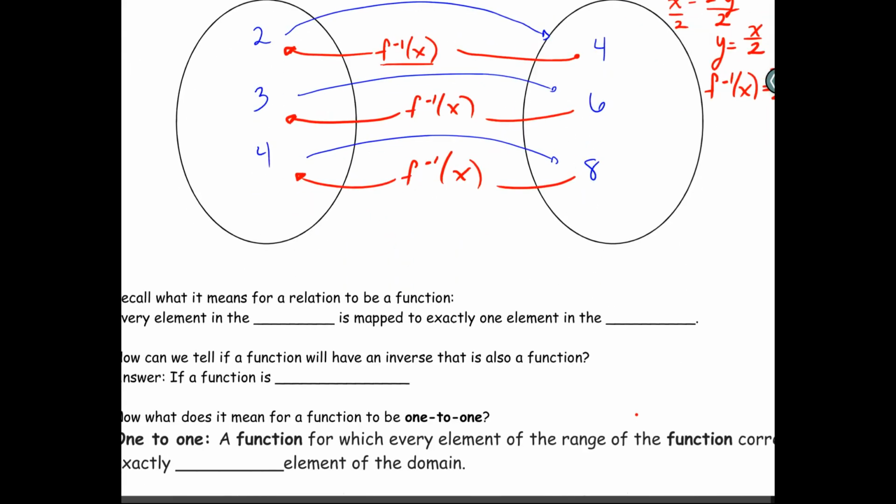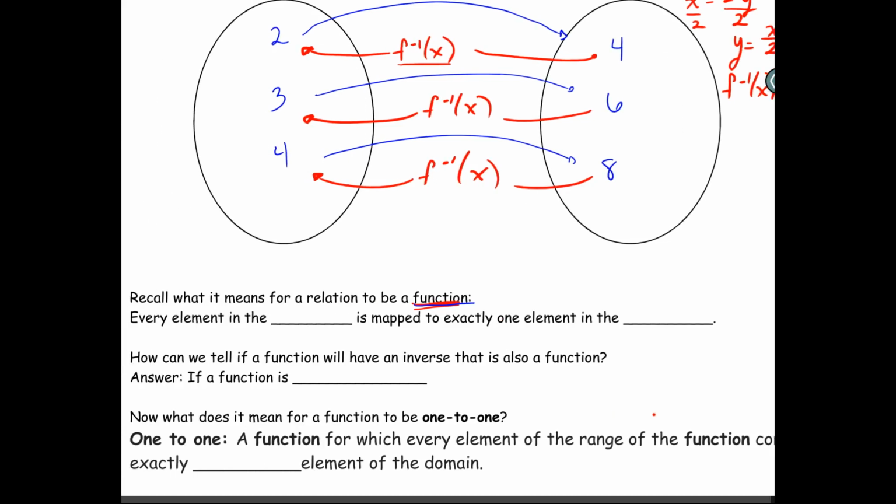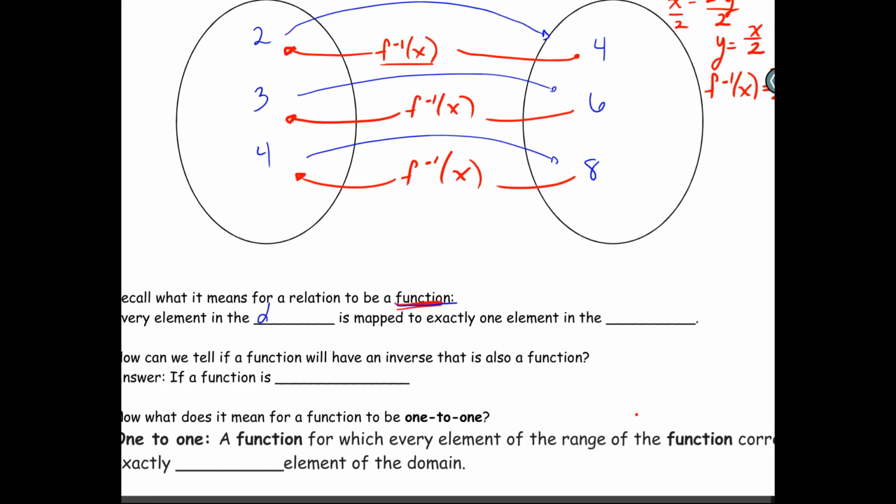Okay, recall what it means for a relation to be a function. Do you guys remember what we would put in these blanks? If it's a function, and actually I'll do it in blue because that's what my function was, then every element in the blank is mapped to exactly one element in the, do you guys remember what goes in these blanks? Every element in the domain, good, is mapped to exactly one element in the range.